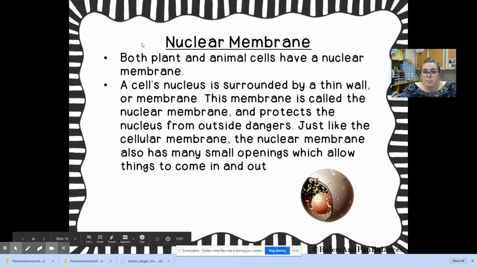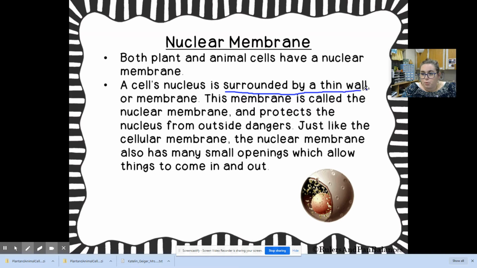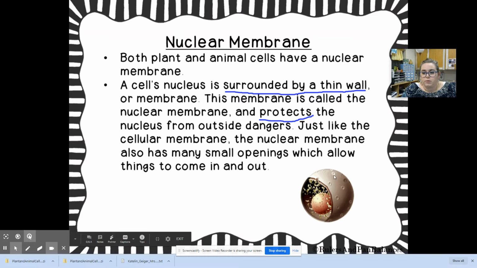Next, we have the nuclear membrane. Both plant and animal cells have a nuclear membrane. A cell's nucleus is surrounded by a thin wall or membrane. This membrane is called the nuclear membrane and protects the nucleus from outside dangers. Just like the cellular membrane, the nuclear membrane also has many small openings which allow things to come in and out. See the little boop, boop, boop. And then you see them here on the nucleus.